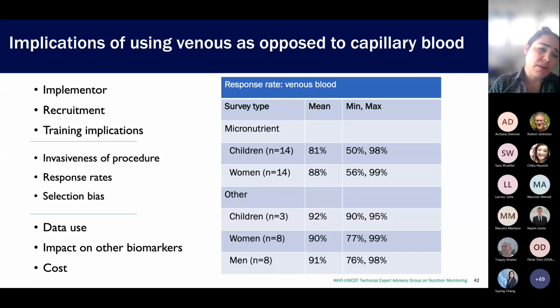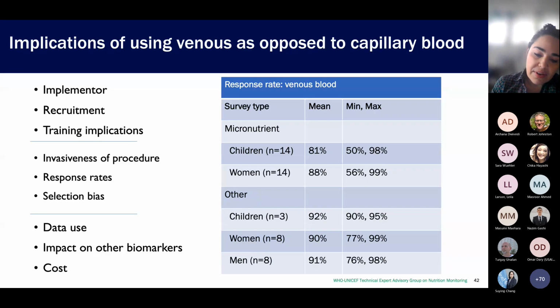So where I have the greatest concern about using venous blood compared to capillary blood is the potential that response rates may be lower in some countries when using venous blood. What I'm showing in this table is just a convenient sample of 14 surveys that included micronutrients. The average response rate was 81% for children and 88% for women, but the range of response rates was from 50% to nearly 100%.